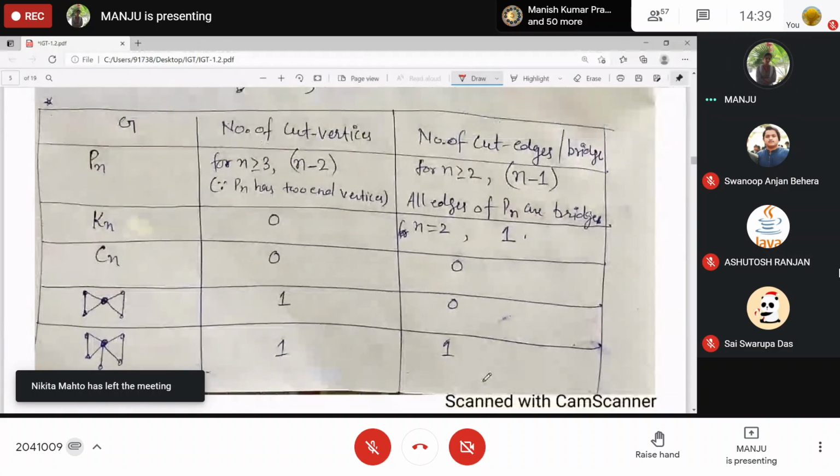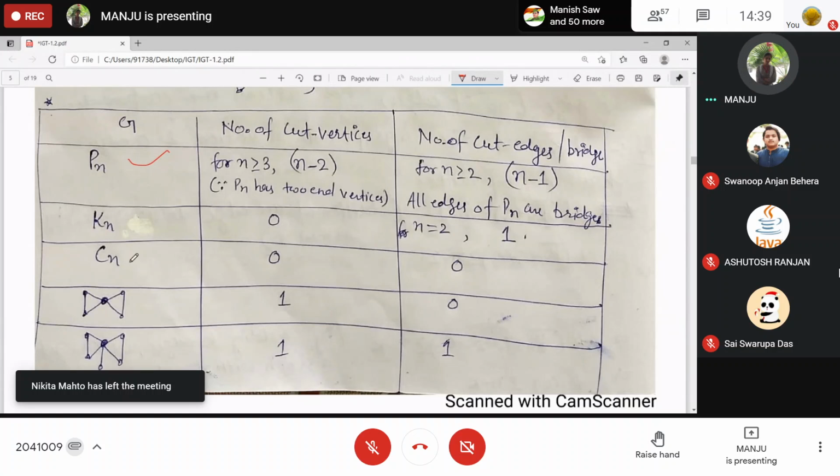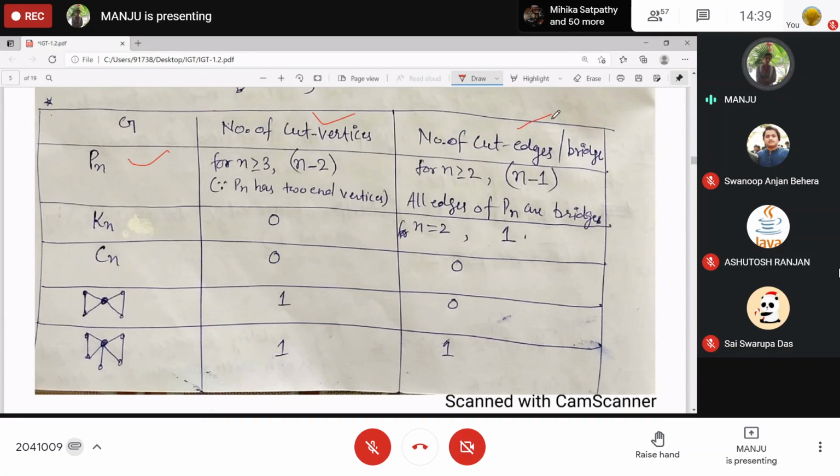You can just have it. Have a look. EN, CN, KN, and these two graphs I included. Number of cut vertices, number of cut edges, or you can just say bridge, are n minus 2 for PN, it is n minus 3. For KN, number of cut vertices is 0, but for n equal to 2, it is 0. Otherwise, 0. Right? For CN, both are 0.